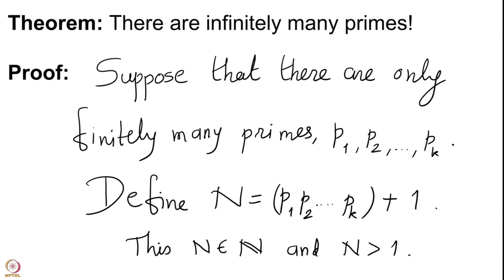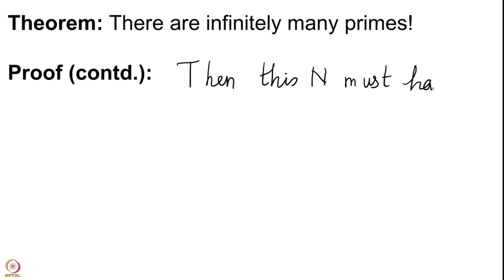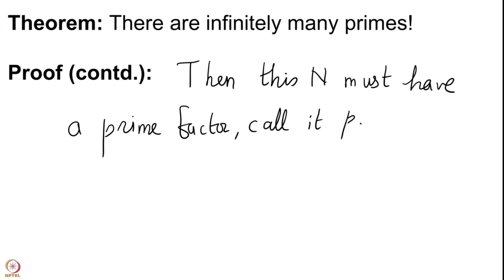Now what did we see just now? We saw that any natural number which is bigger than 1 has to have a prime factor. Then this N must have a prime factor. Call it P. We have already assumed that there are only k primes, P1, P2, P3 up to PK. And now here we have a prime. Since we had assumed that only k many primes are there, this P has to be one of them, because those are the only primes that we have had so far. That is our assumption.